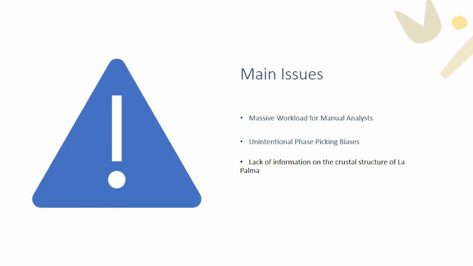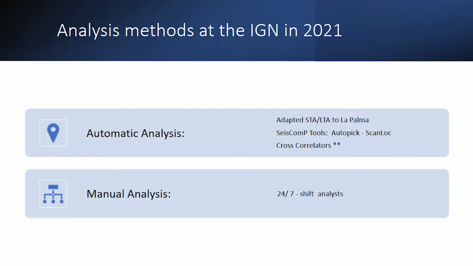The main issues that we have are the massive workload of the manual analysis, which is massive, and we can also introduce manual biases. And at this moment we don't have a velocity model of La Palma. The automatic analyses that we have at the moment are the typical ones, and we have a 24-hour, 7-day shift which performs the manual analysis for this seismicity.